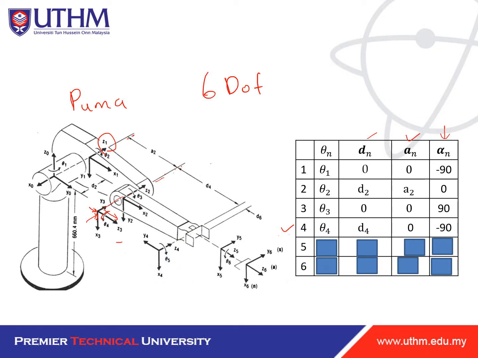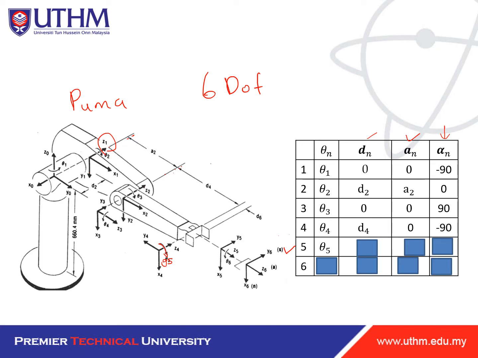Okay, I want to clean everything again. Now we want to go to frame 5. We're almost there, guys. So what we need to do is rotate z4. There is an active rotation here, and the value of the variable is theta 5. So we just put theta 5.